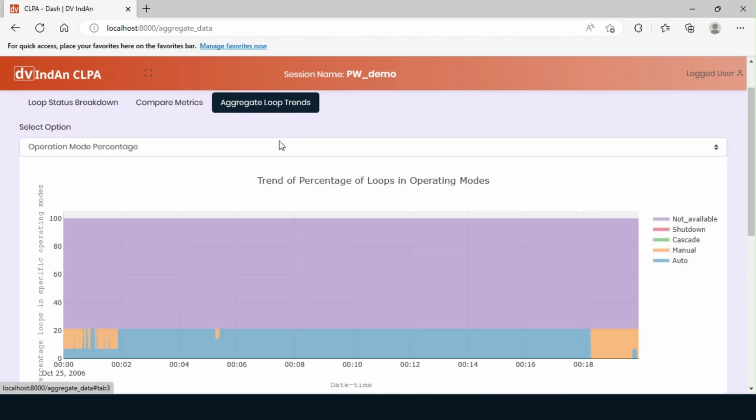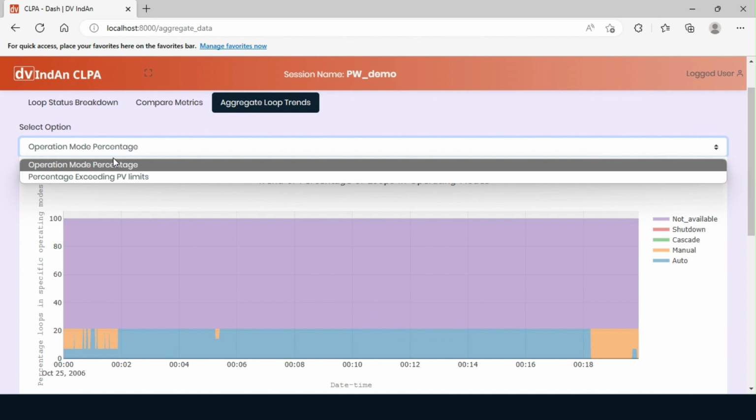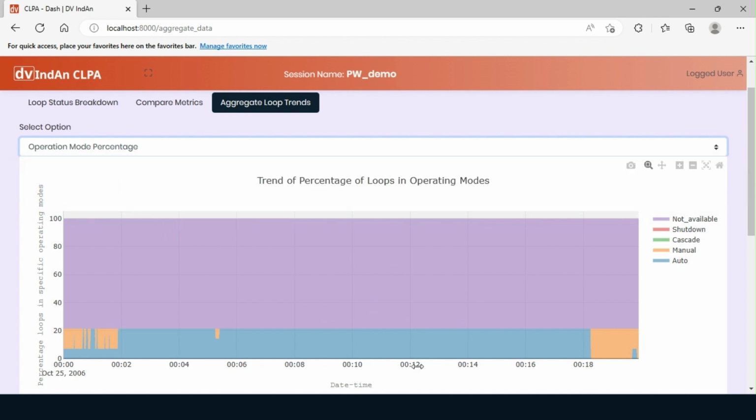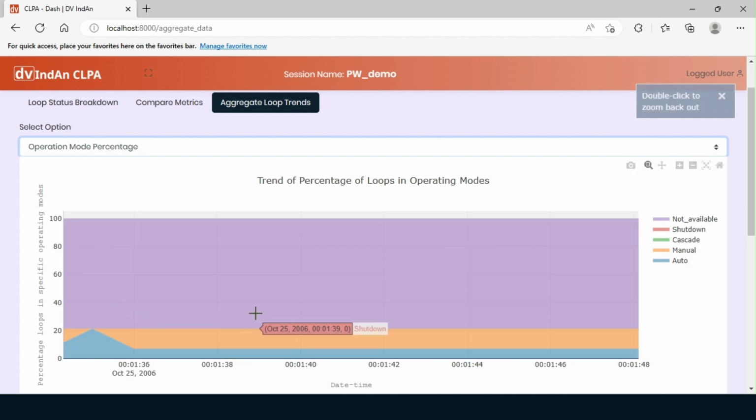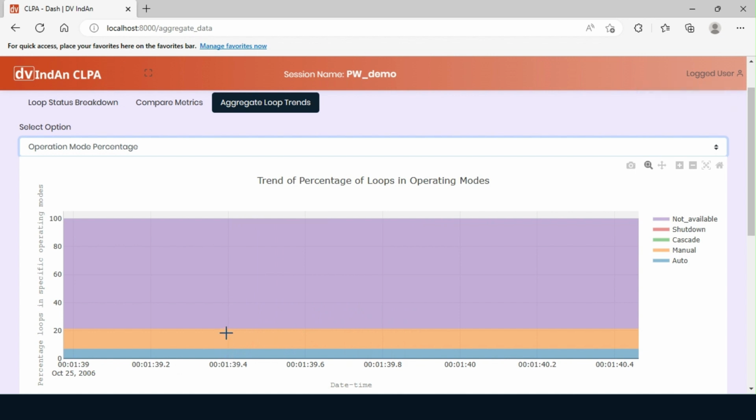The third tab provides the time trend of aggregate loop metrics. The operation mode percentage provides the detail of the percentage of loops in different modes at any given time. For instance, at this time instant, about 7% of the loops operate in automatic mode, 13% are in manual mode, and the mode information for the remaining 80% of loops is not available.